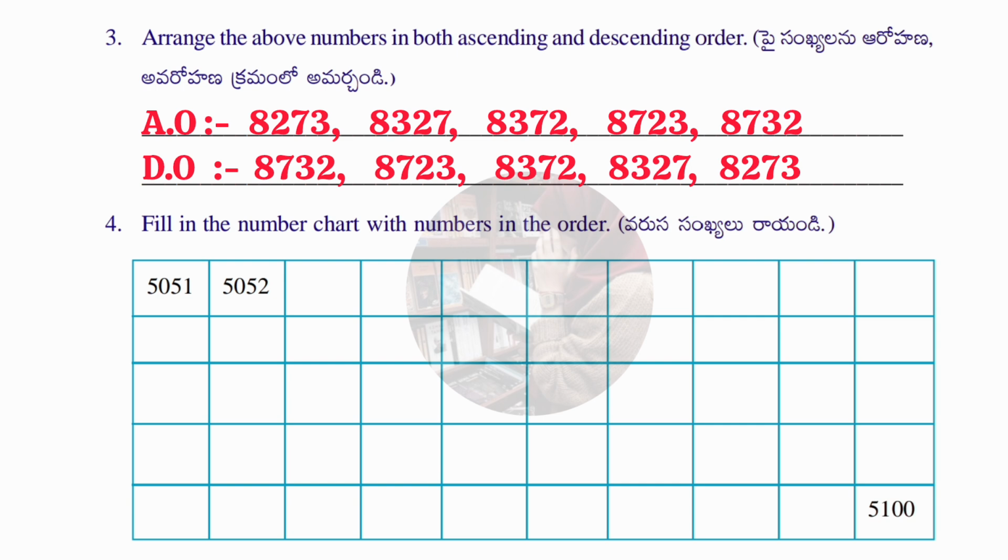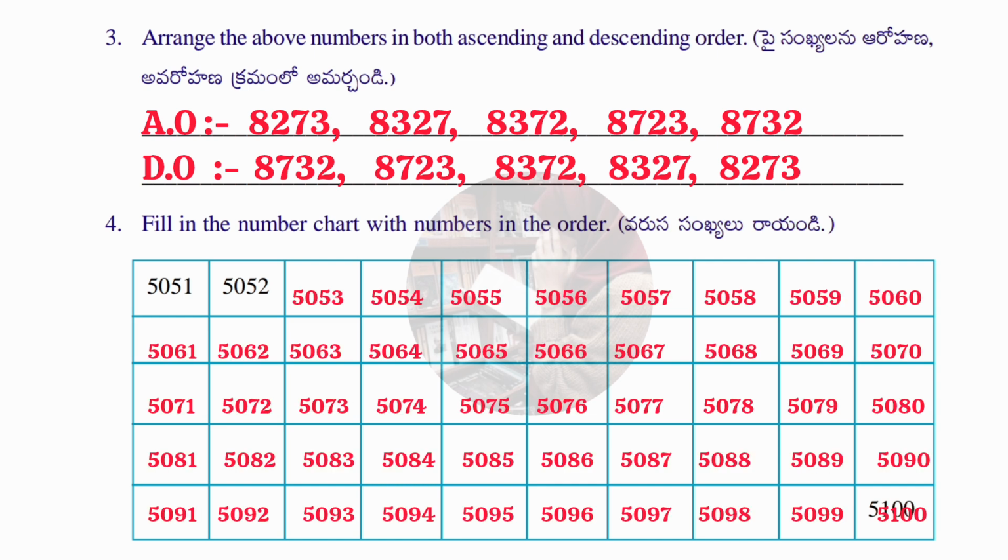Okay. So let's move on to the fourth question, which is fill in the number chart with numbers in the order. Okay, here one box is given. It started from 5051 to 5100. So we have to write it down continuously, the corresponding numbers: 5051, 5052, 5053, 5054 and so on to 5100. Understood? So please write it down correctly, then check your answers with my answer.